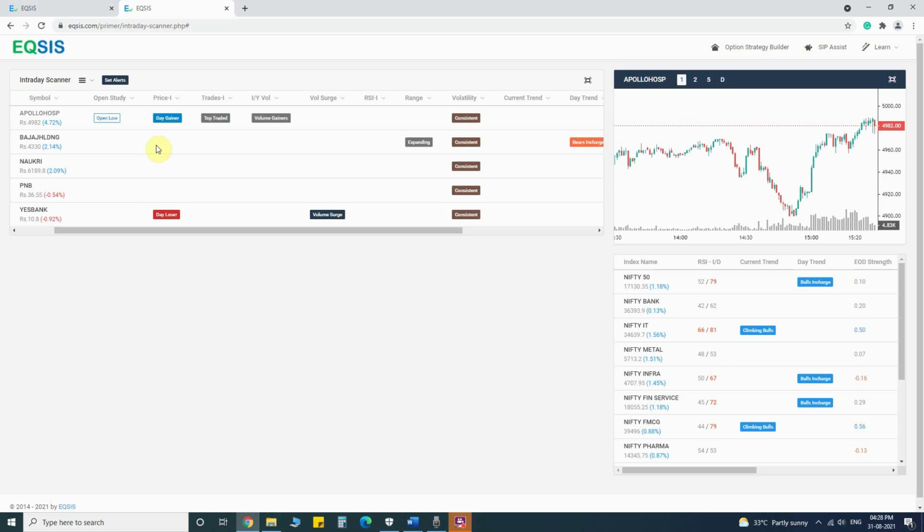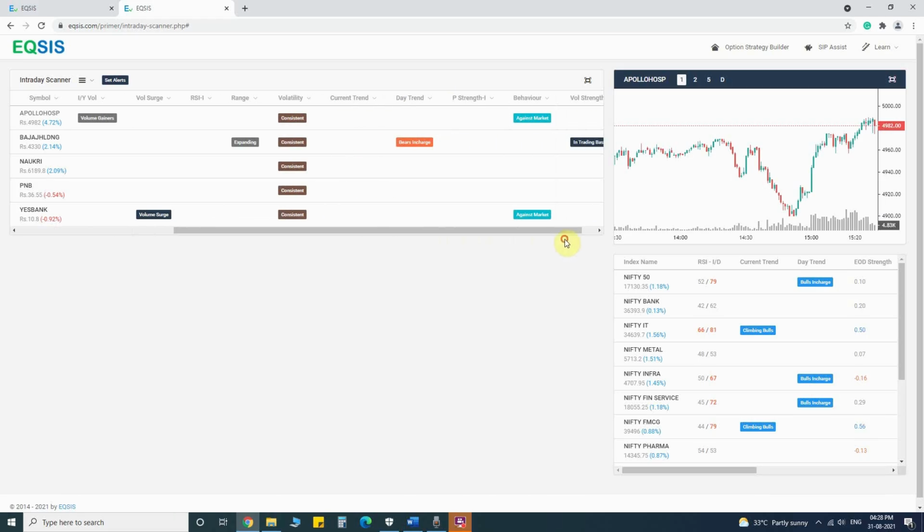This is not talking about moving up, but about consistency. So this needs to be used with other columns, maybe day gainers or volume gainers, or consistent with top traded. You need to use the right combinations so that you get to know the hidden gems in the markets. So this talks about volatility in this particular area.